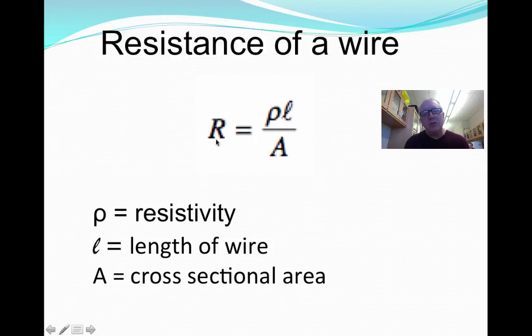But resistance is going to be equal to a resistivity. This is kind of like the coefficient of friction. It depends on the material that you're talking about, multiplied by the length of the wire. There's the L divided by the cross-sectional area. So typically we'll look at the wire as being a circle, and of course we can figure out the area of a circle, right? We could do that.